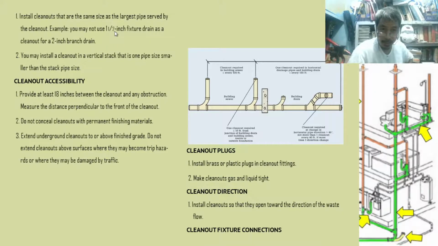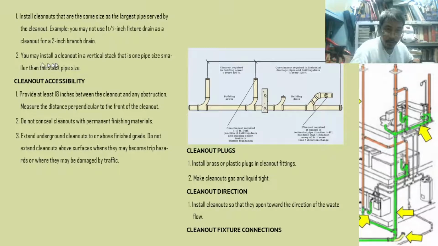Use the largest pipe served by the clean out. Install clean outs that are the same size as the largest pipe size. You may not choose a 1.5 inch fixture drain as a clean out for a 2 inch pipe. So it must be the same size.